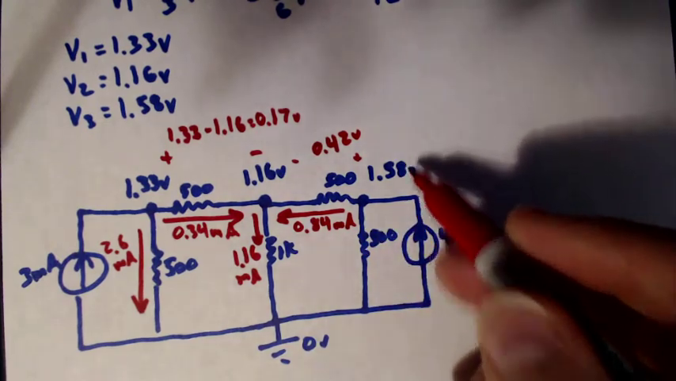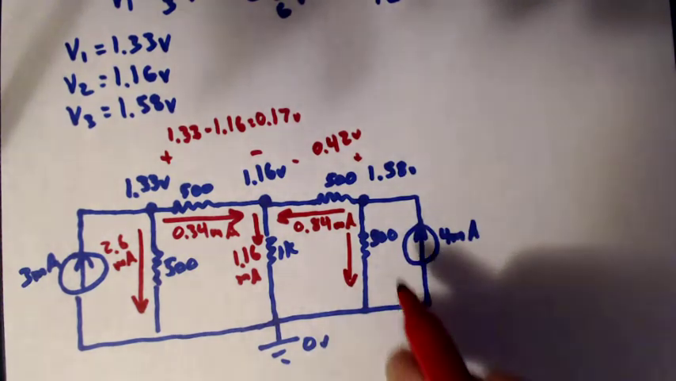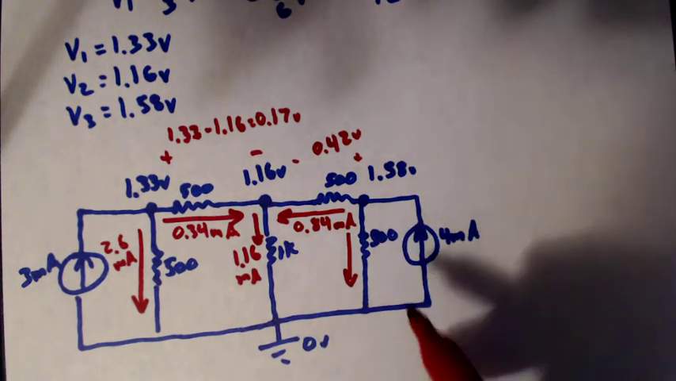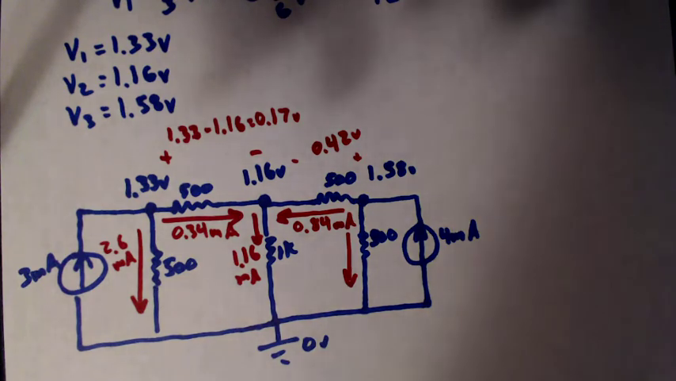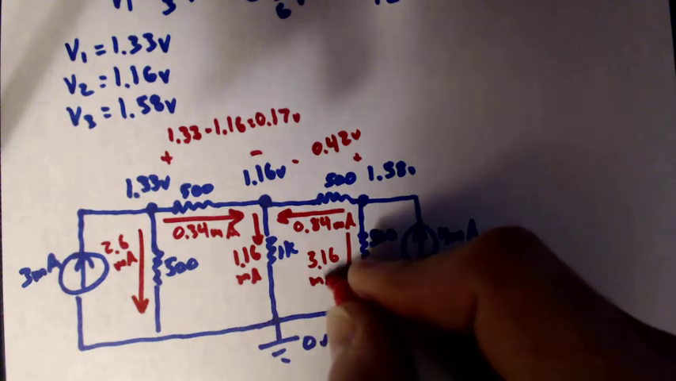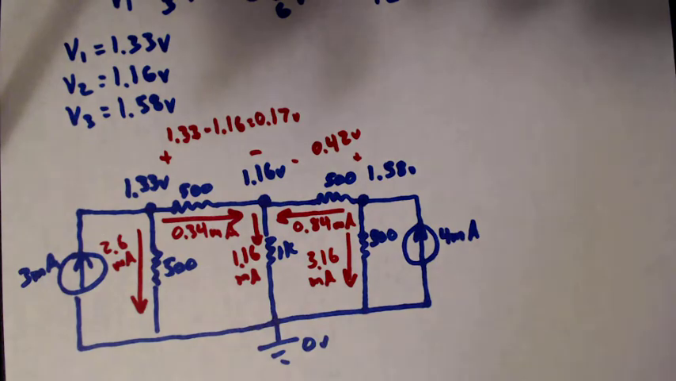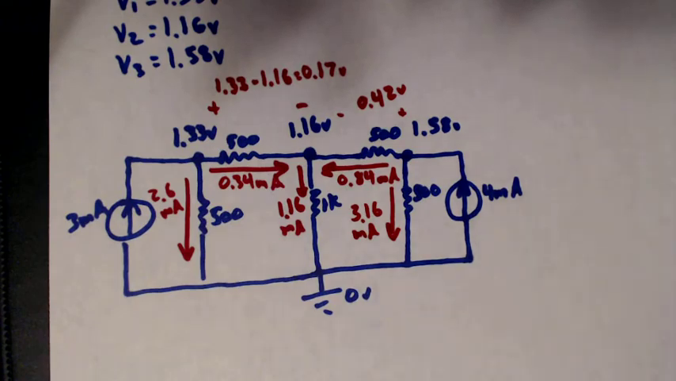Okay, 1.58 on this side, 0 on this side, so our current's going down. And the voltage drop across this 500 ohm is 1.58. So we will just do 1.58 divided by 500 ohms, just Ohm's law here, 3.16 milliamps. Cool. And that is our final answer.